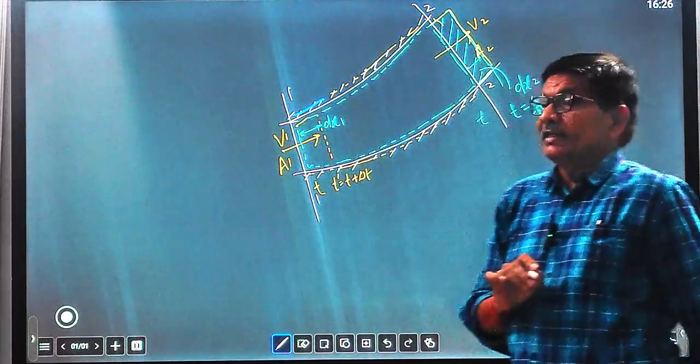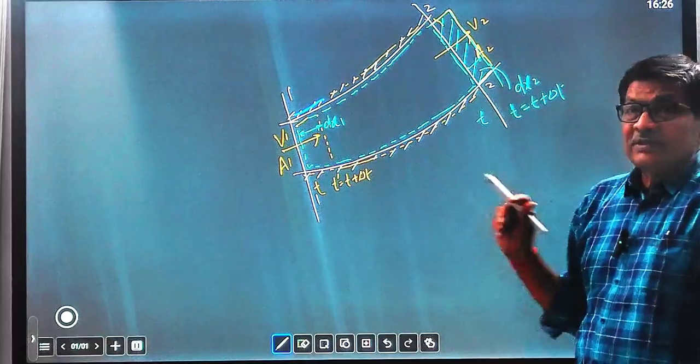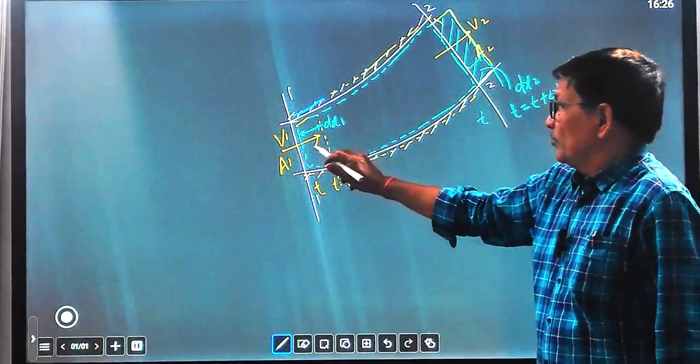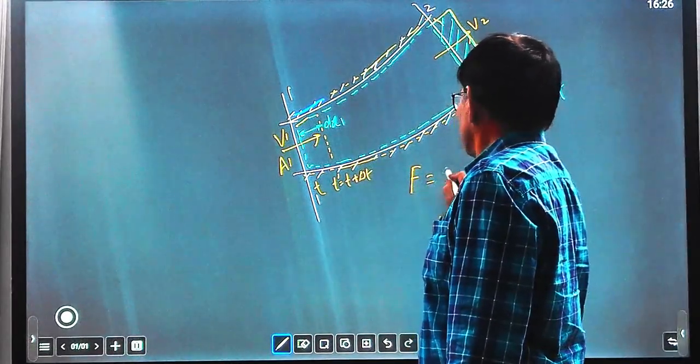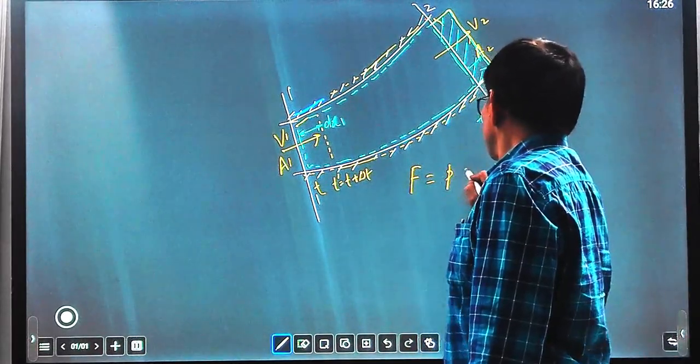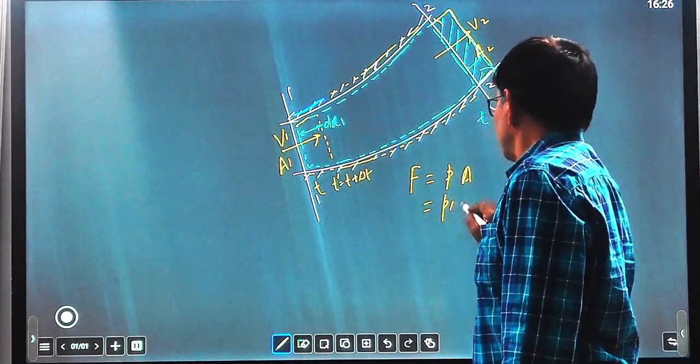So traversing distance dx1 in time interval delta t. So how much distance is covered? dx1 at 1 and dx2 at 2. So what is force? Force equal to pressure into area. We know force equal to pressure into area. So pressure was P1 and area was A1.